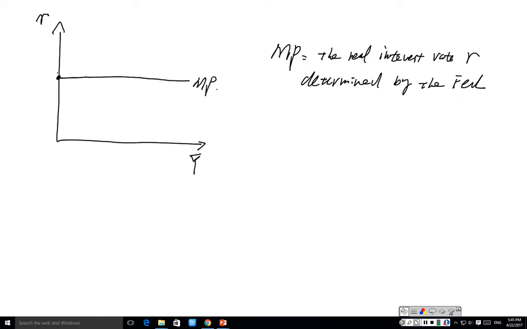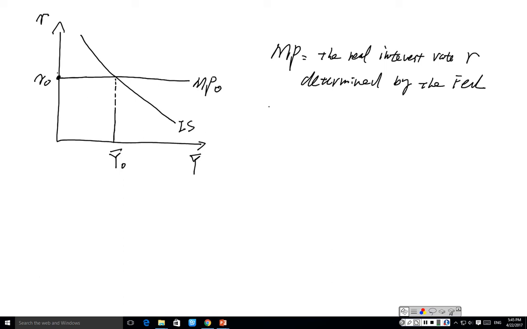So let's assume that's the initial MP curve. It will determine the initial real interest rate. With the IS curve downward sloping, we actually can know what's the initial equilibrium output, or we can say what's the initial output gap, Y bar 0.